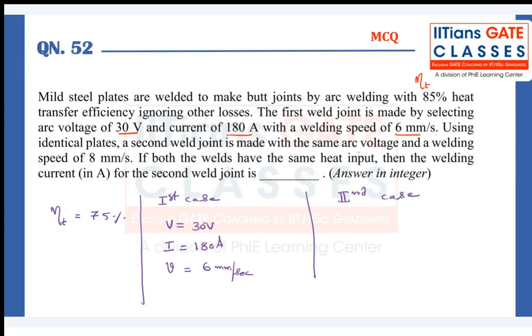Now the second case. In the second weld joint, made with the same arc voltage, the voltage is also 30 volts and the welding speed is given as 8 mm per second, right? Now, if the heat input in both cases is the same, then we need to find the welding current. Clear, everybody? Right. In both cases, heat input is the same.